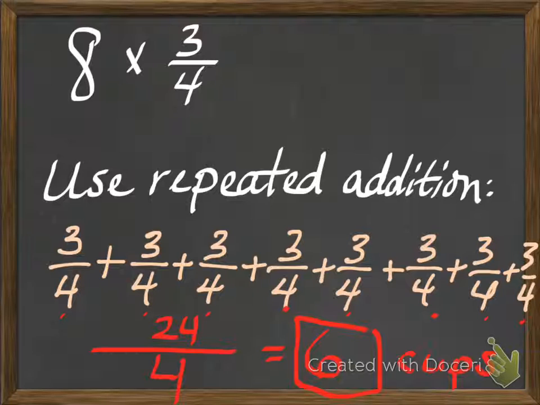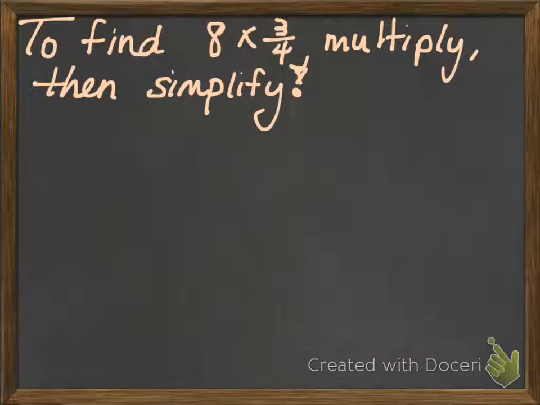Now, I could use repeated addition, but that takes a long time. So we're going to learn how to use multiplication. To find 8 times 3/4, first you multiply, then you simplify. And it's really quite easy.